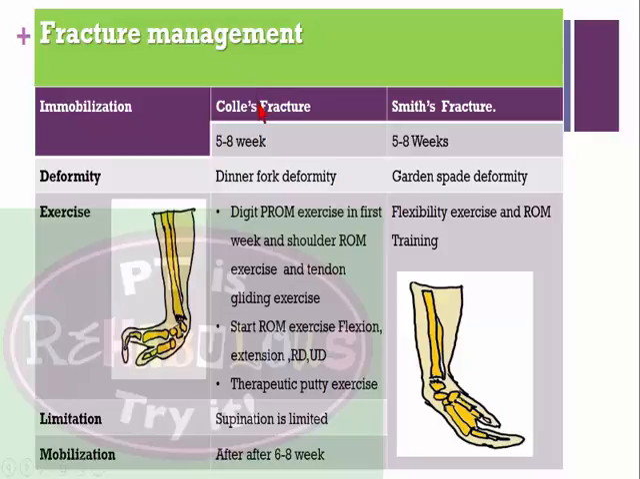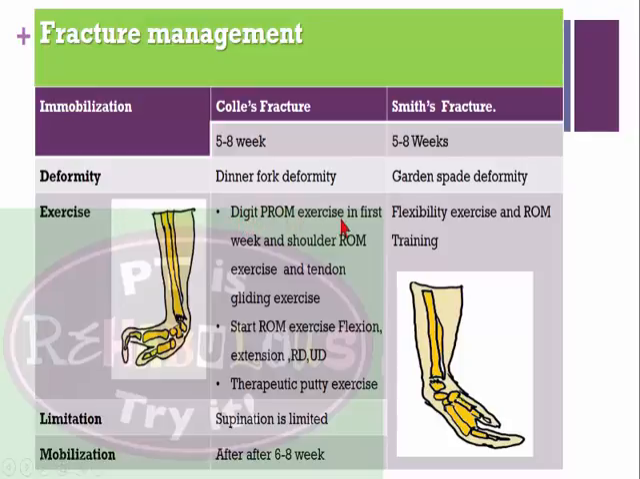Let's see Colles fracture and Smith fracture management. Immobilization is 5 to 8 weeks for both. In Colles fracture, dinner fork deformity is very common. In Smith's fracture, garden spade deformity is common. This happens due to a fall on an outstretched hand. This Smith fracture happens due to flexion, a fall on the hand, or flexion while falling, where the patient's hand is in flexion.